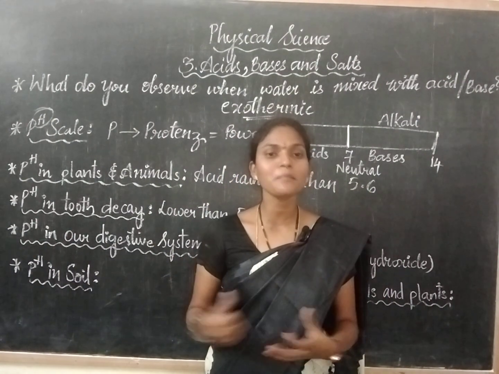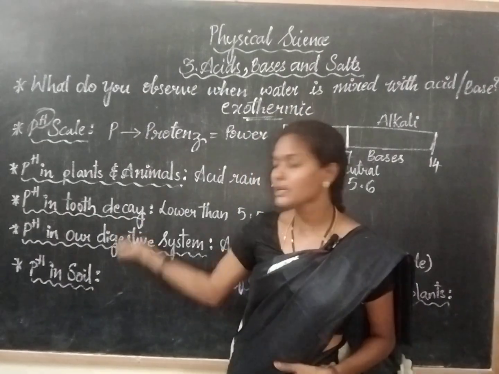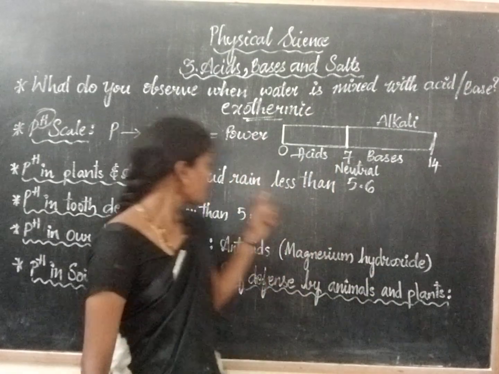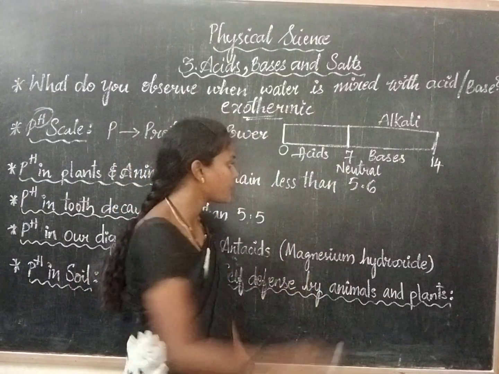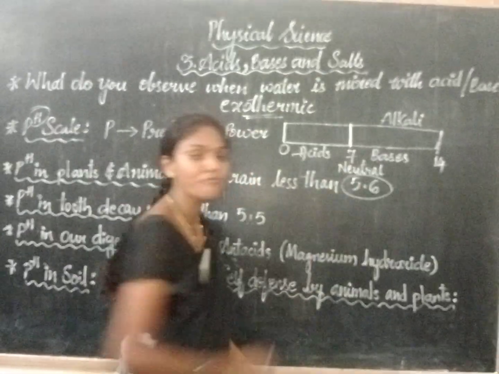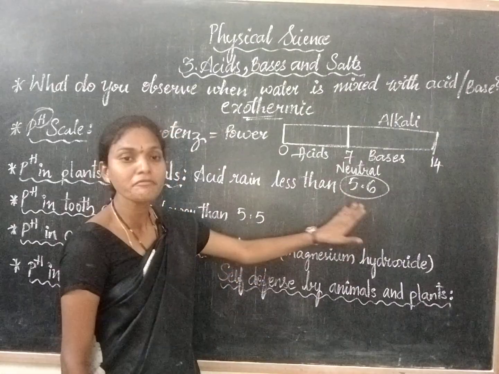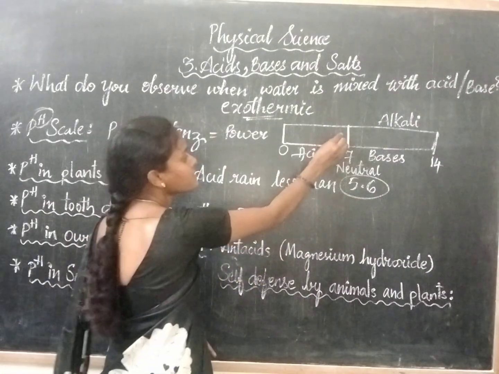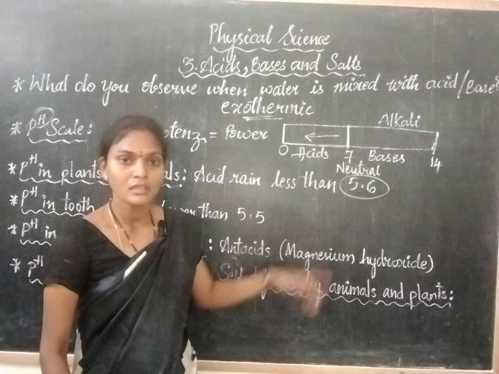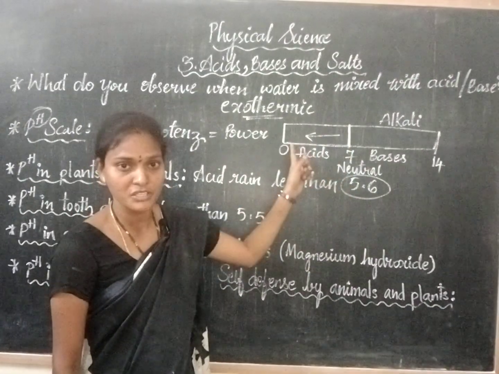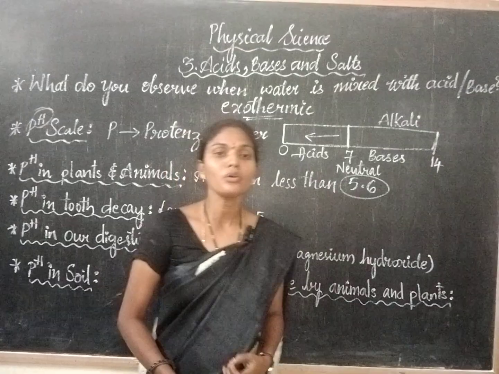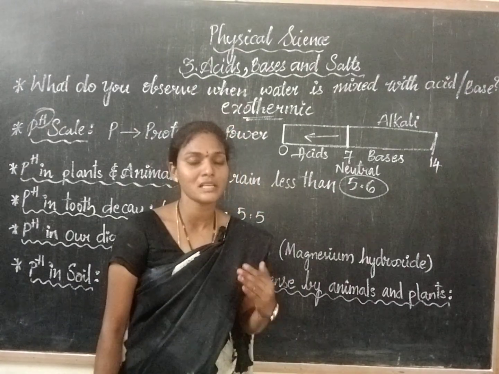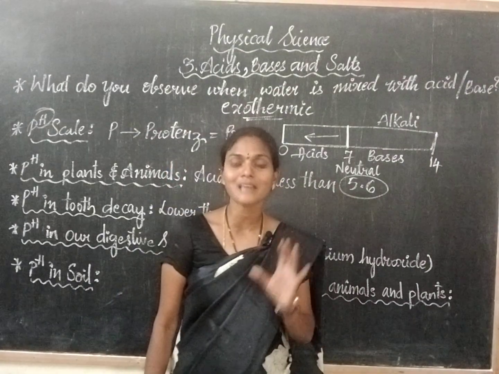Yes, you will be getting some itchiness to our body. Here, the pH scale: if the pH value of rain is reduced and becomes less than 5.6, it comes in the acid range. So when the rain pH value is less than 5.6, it causes acid rain.